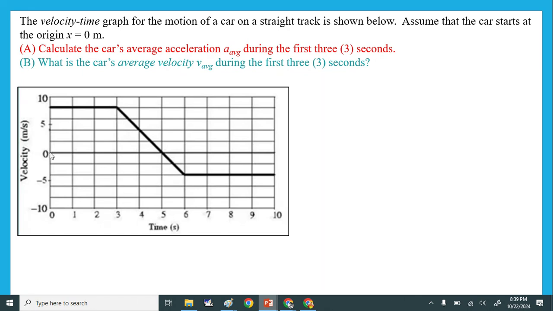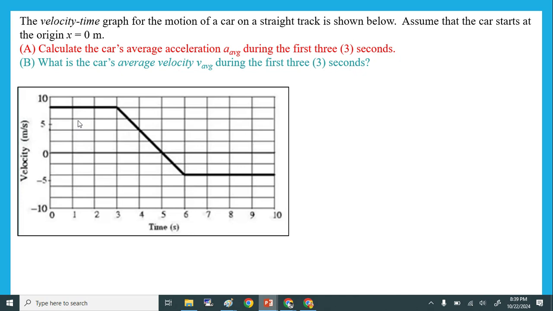Why? Because at time equal to 0, the initial velocity is a positive 8 meters per second. At time equal to 1, the velocity is also positive 8 meters per second. And so on at 2 seconds, it stays the same. And then at 3 seconds, it's also a positive 8 meters per second. Therefore, the car is moving at a constant rate of 8 meters per second, which suggests that it is neither speeding up nor slowing down. Therefore, we say that the acceleration is 0 because the velocity is not changing.